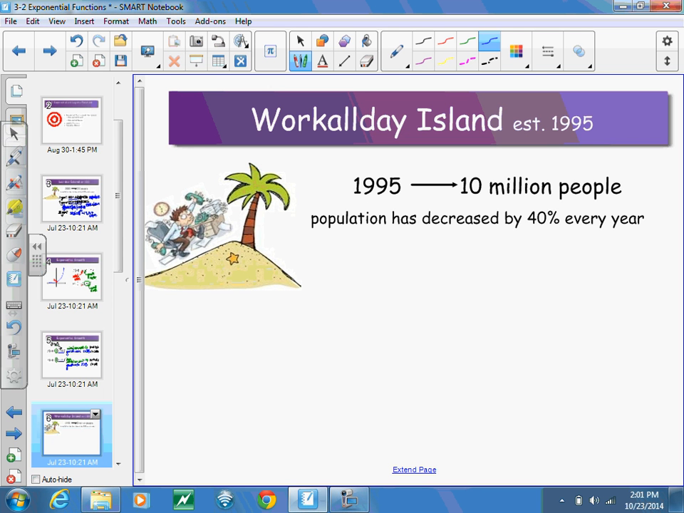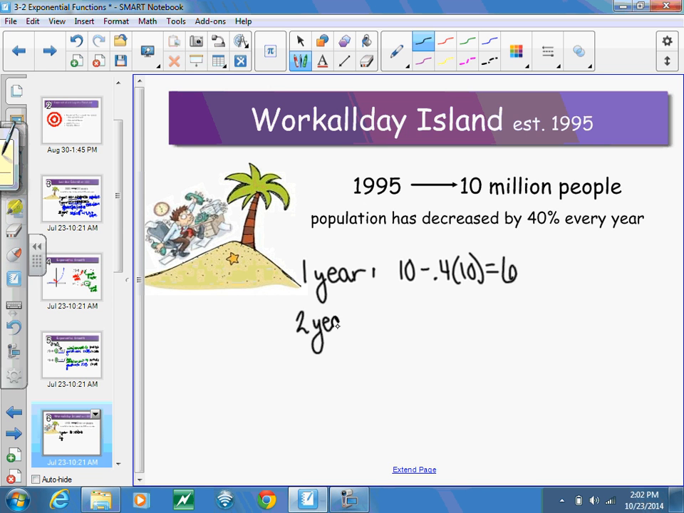So in 1995, there were 10 million people on this island, and it has been decreasing by 40% every year since then. So if I wanted to look at what the population is going to be after 1 year, I'm taking this 10 million people, and I'm going to this time be subtracting 40% of that 10 million people that are there. And when I do this, I end up with 6. Not 6 people, but 6 million people that are left on this island.